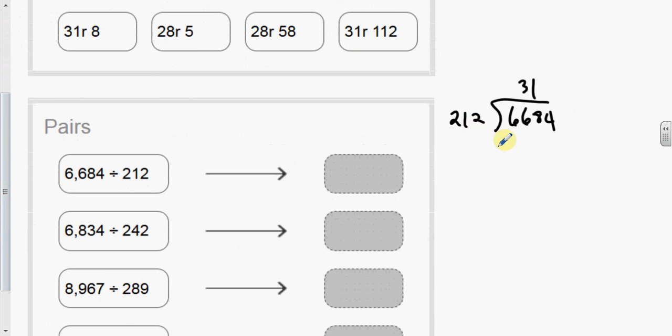31 times 212 is 6,572. We draw a line and subtract, you get 112. So here, this is 31 remainder 112.